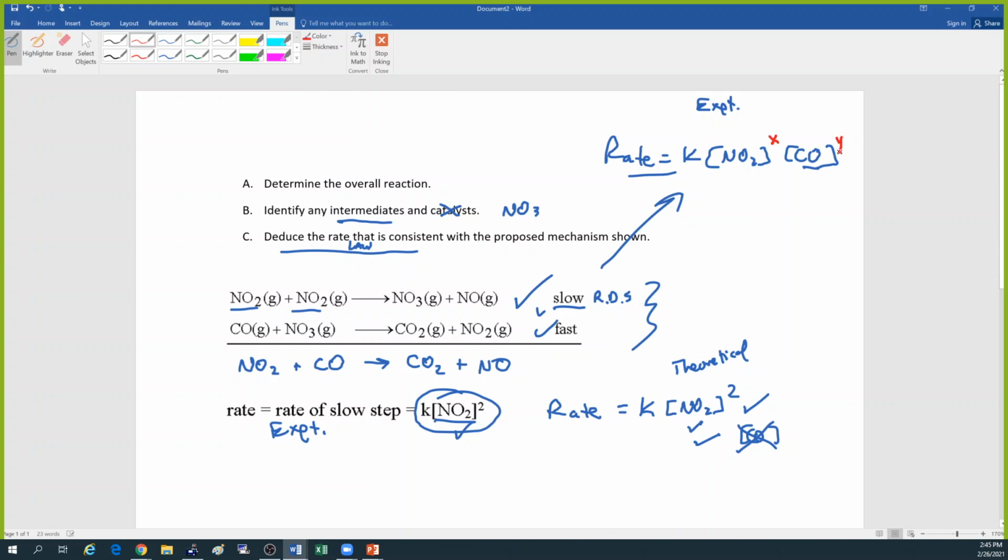Well, to put it another way, if we did the whole experimental set of data tables to show what these orders were, we would have found, if this was the correct mechanism, that X would have been 2 and Y would have been 0. That's what our experiment would have shown. And then we would have said, okay, so the rate law is k NO2 squared. And therefore, this mechanism explains it. This mechanism is consistent, at least, with the rate law that we measure.